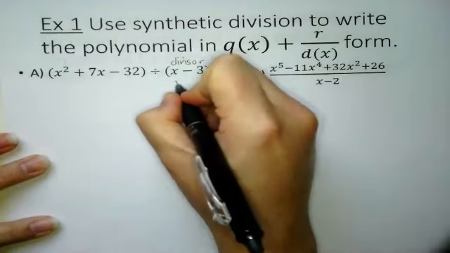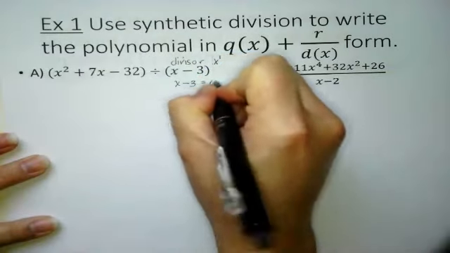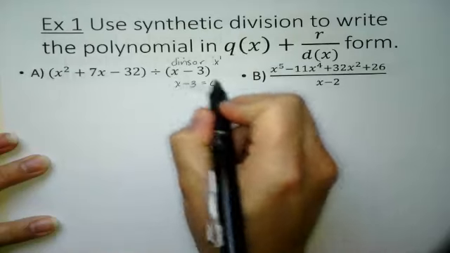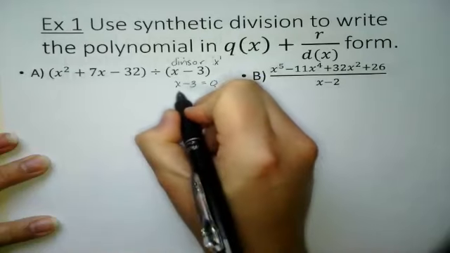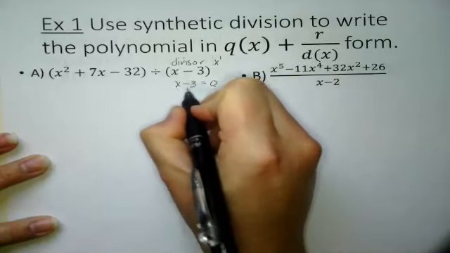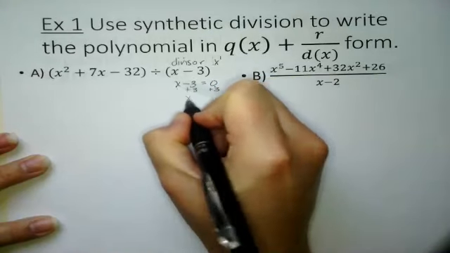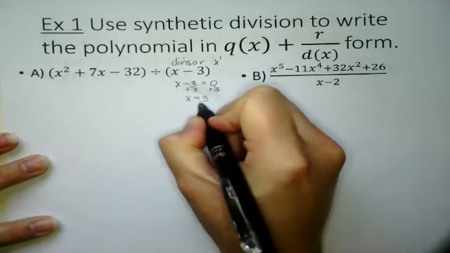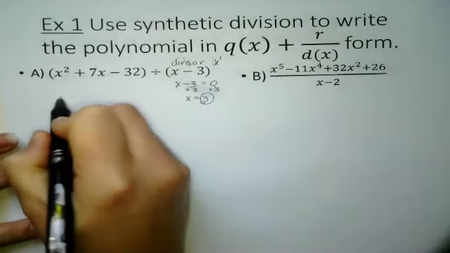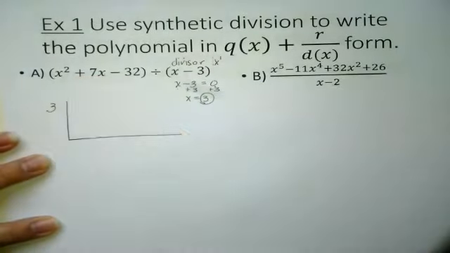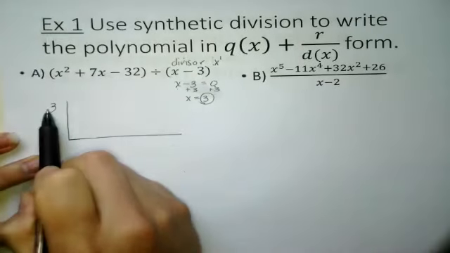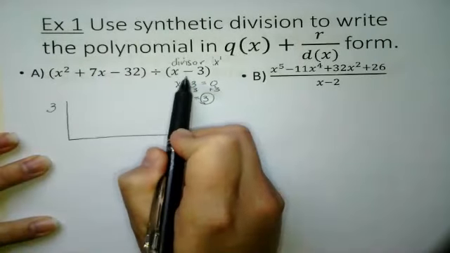And what we need to do is figure out what number to use. And to do that, we really just need to solve for x. So I'm going to take the divisor, set it equal to 0, and then isolate x. To get x by itself, I need to add 3. So I get x equals 3. And this is the number that we use in our little division box here. So that 3 goes on the outside. You can see that it's the opposite of what our divisor was.